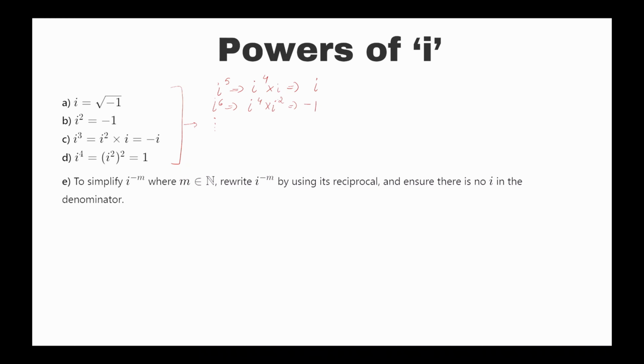So from here, one conclusion that we can make from these powers is that i to the power 4n is always equal to 1. I to the power 4n plus 1 would always be equal to iota. I to the power 4n plus 2 would always be equal to minus 1, and i to the power 4n plus 3 would always be equal to minus iota. So I hope you are understanding how we are writing this.